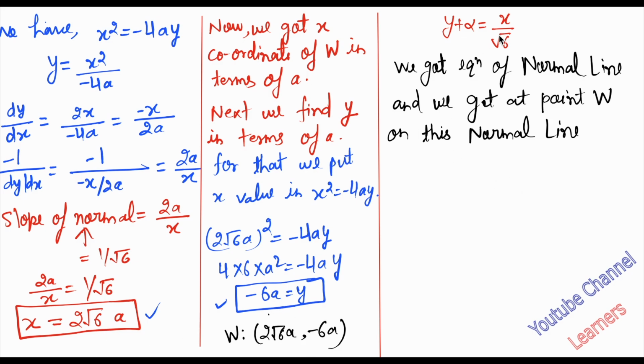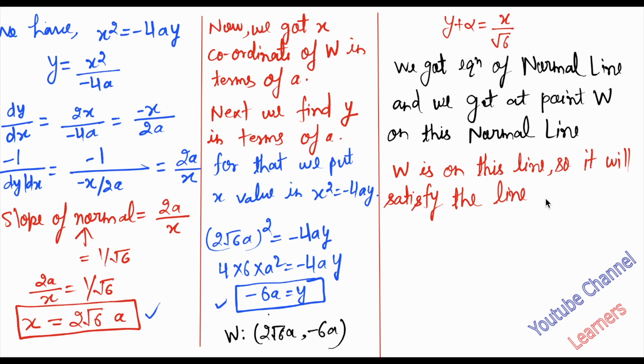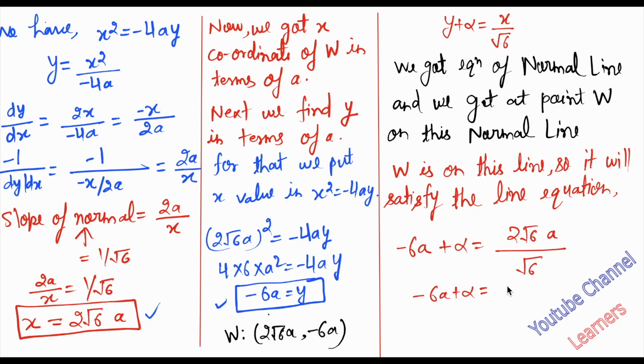So we are going to put the coordinates of W in the normal line equation because it is going to satisfy this line equation, and then we are going to find the relation between alpha and a, which is going to be, through this calculation, alpha equals 8a.